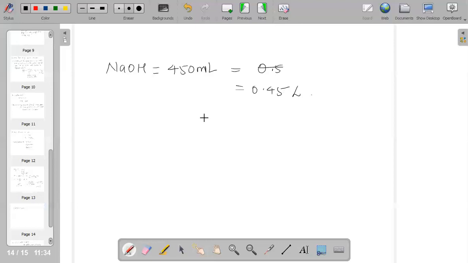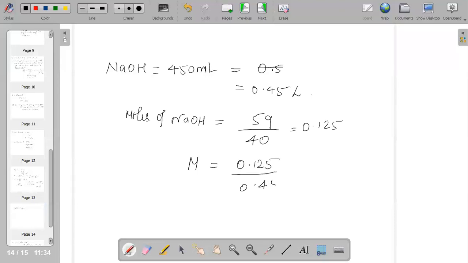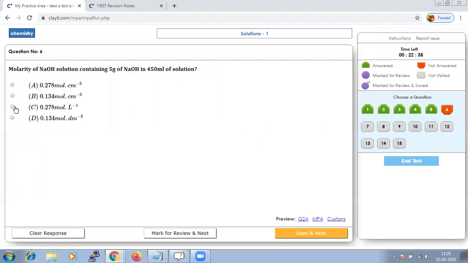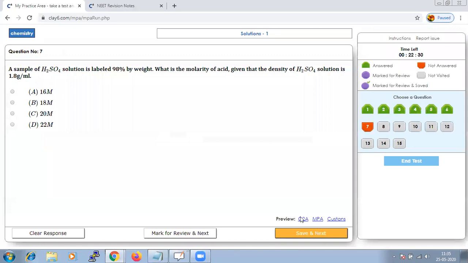And the moles of NaOH, the mass we know. So the moles of NaOH is given mass by molar mass. Hence given mass is 5 and molar mass is 40. So we'll get around 0.125. Now we can calculate the molarity as 0.125 divided by 0.45. So we can get an answer of 0.278 moles per liter. Let us see, 0.278 moles per liter. So let us save that and go to next.